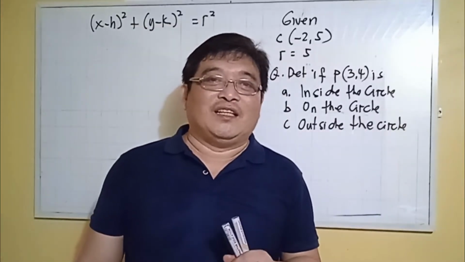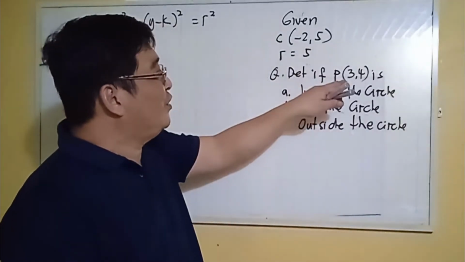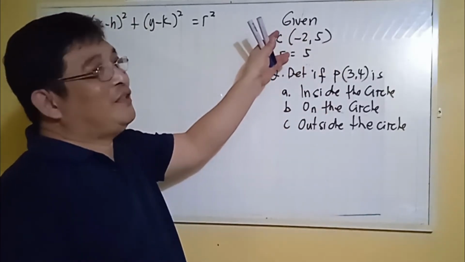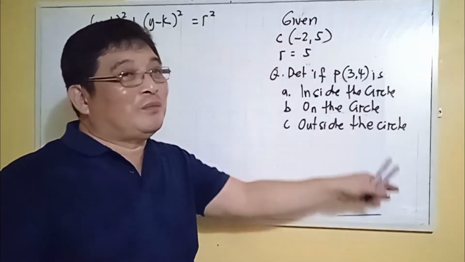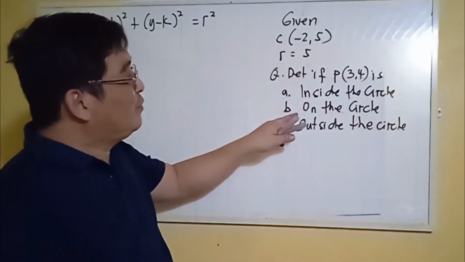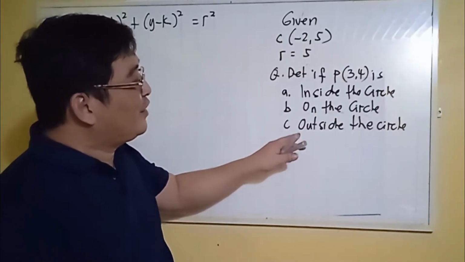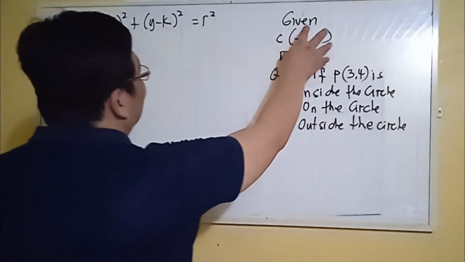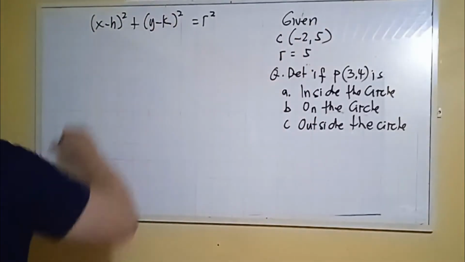So, yan ang titingnan natin kung yung point na (3, 4) natin na to, considering the given radius and center natin of a circle, ay kung mapupunta ba siya sa loob, mismong doon sa circle, or nasa labas yan ng circle. Okay? Substitute na natin yung value natin na to ng center and radius dito sa standard form.